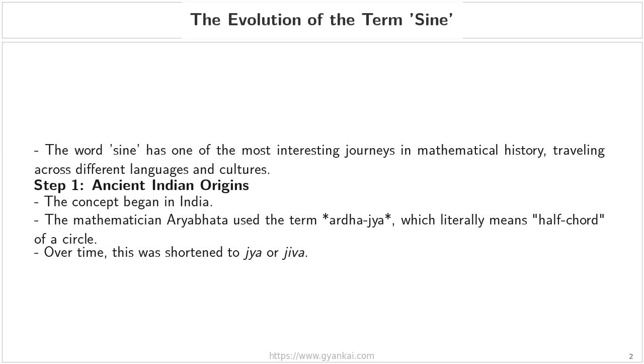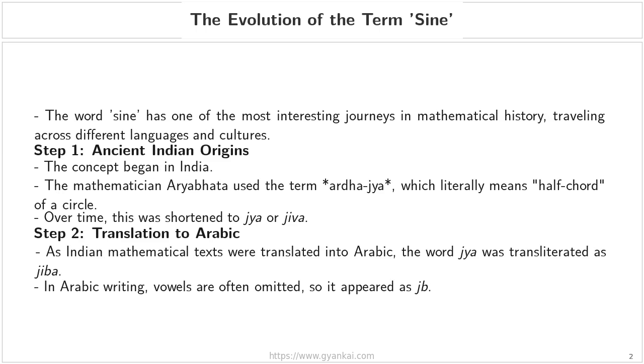First, we look at the ancient Indian origins. The entire concept actually began in India. A brilliant mathematician named Aryabhata used the term ardhajaya, which literally translates to the half-chord of a circle. As mathematical practices evolved, this term was simplified and shortened to just jaya or jiva.